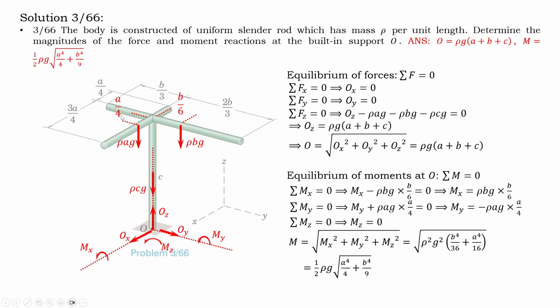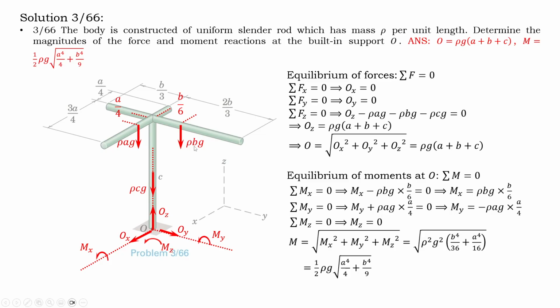So the first question, the length of 3 rods. This one, the vertical one is C. This one is B, and the other one is A. So find the center of mass for each of these 3 rods and just draw the vector gravitational force, which is mg or rho bg.